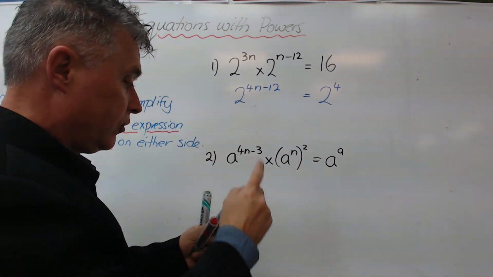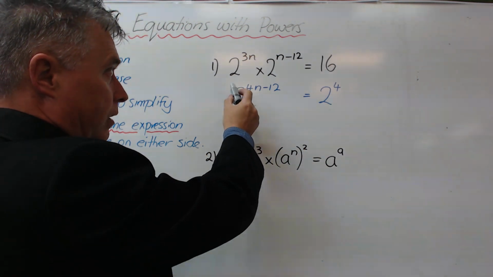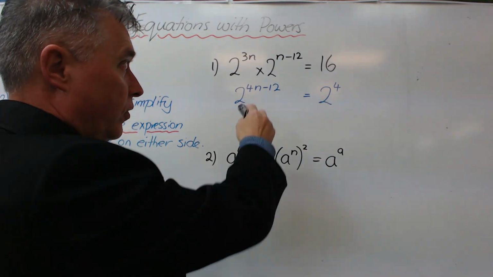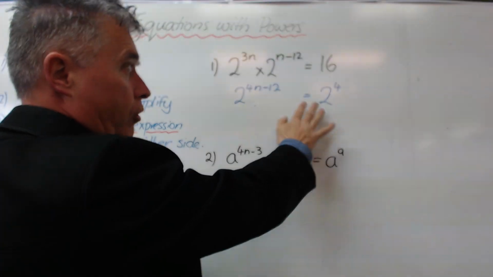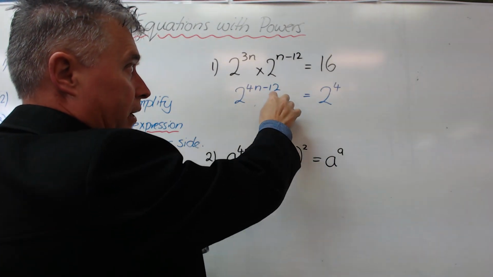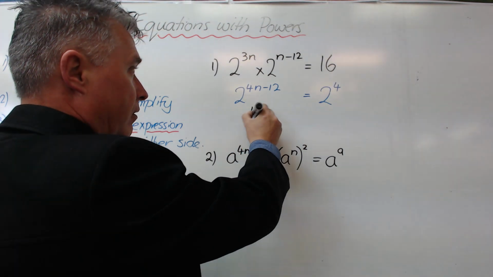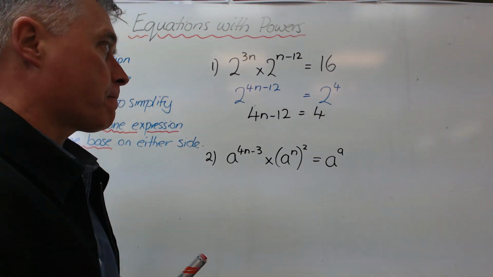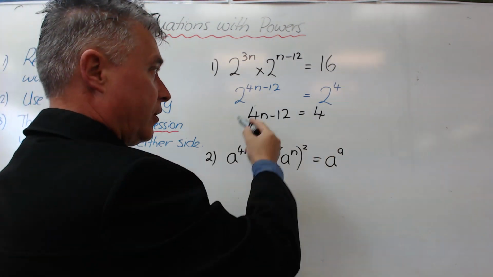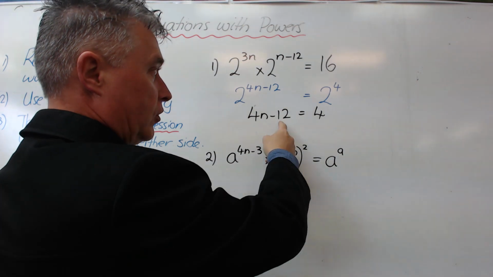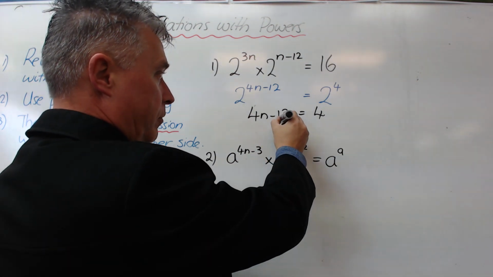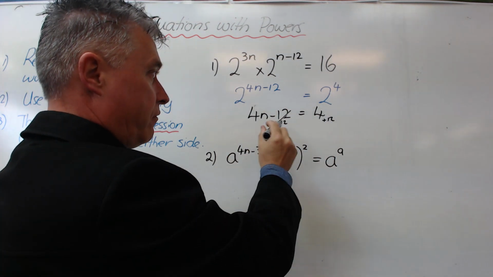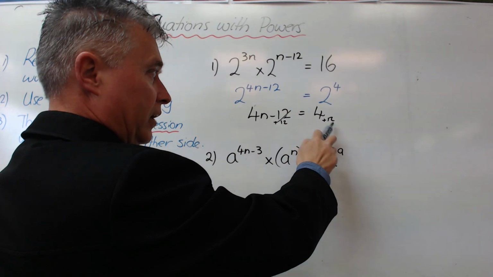Now at this point we can do something interesting. We can now ignore the bases and just solve for n with just the powers. So you'll notice I'm not rewriting the 2's anymore, I'm just dealing with the 4n minus 12 and the 4. I'm rewriting it as a linear equation, and I'm solving it by moving things to either side. So I'll put plus 12 on both sides to cancel out that one. So now I've got 4n equals 4 plus 12, 16.